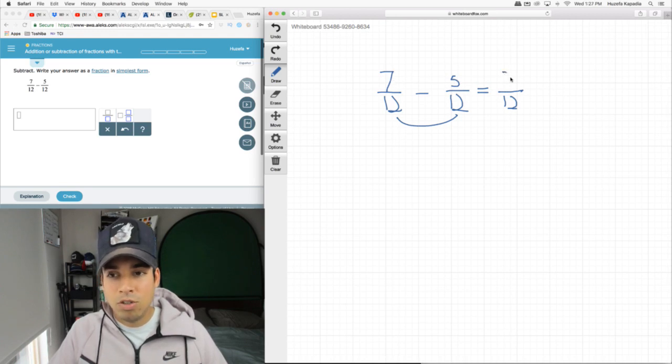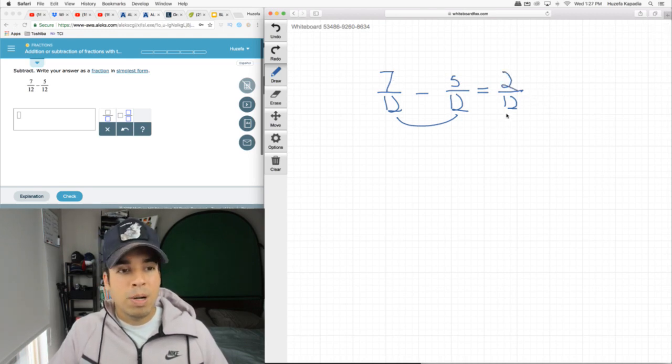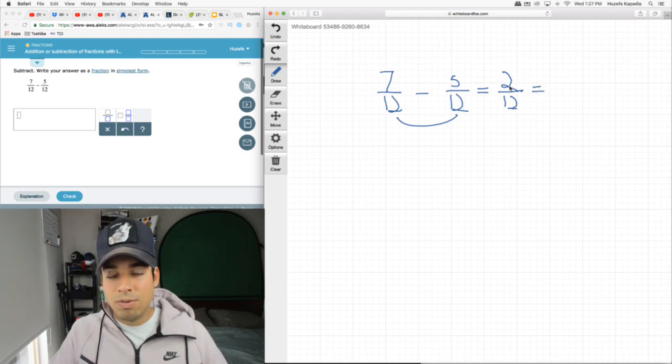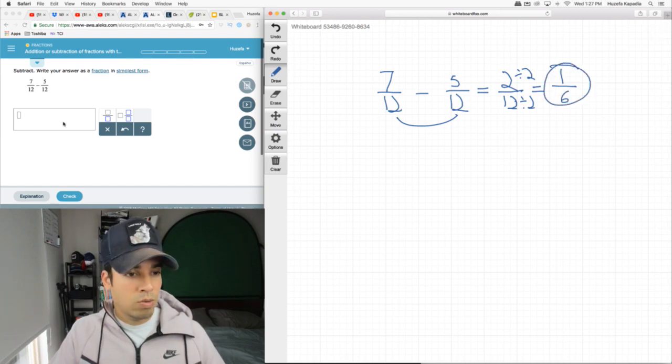7 minus 5 is 2. This is 2/12. But now we've got to simplify this. The way we simplify is we look at this final fraction and ask, can we divide the top and bottom by the same number without getting a remainder? We can divide 2 and 12 both by 2. So we divide 2 by 2 and 12 by 2. 2 divided by 2 is 1. 12 divided by 2 is 6. Our final answer is 1/6.